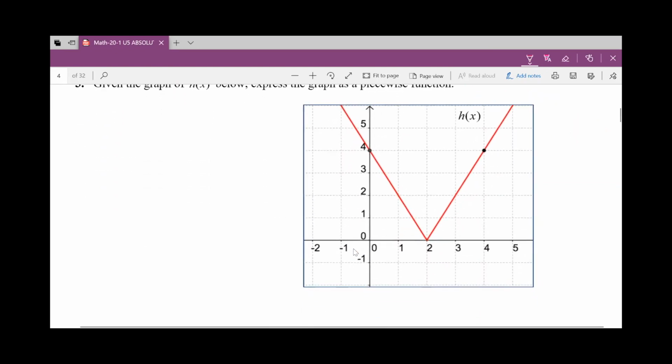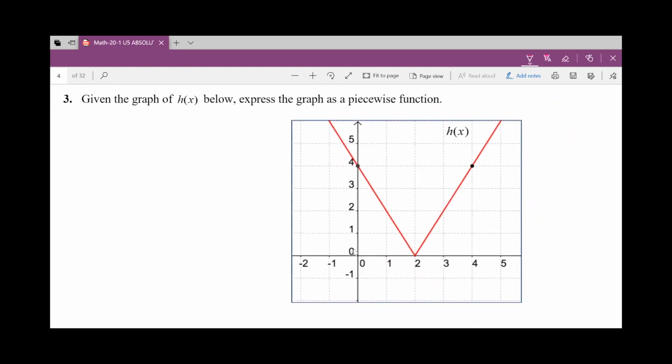And finally, one last question here. Given the graph below, express the graph as a piecewise function. So the problem we're faced with here is similar to the issue we had when we took the square root of a number. Remember that the square root of x squared is plus or minus x, right? Because you don't know whether there was a negative number squared and you lost that information inside the radical sign, right? Well, we've got the same issue here.